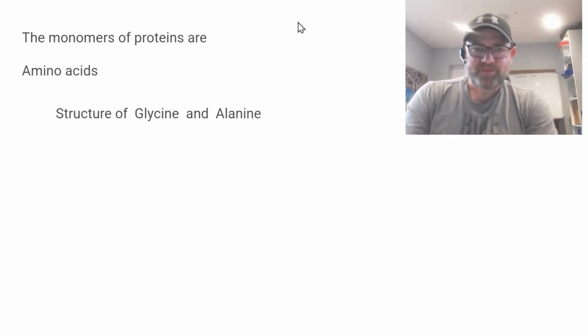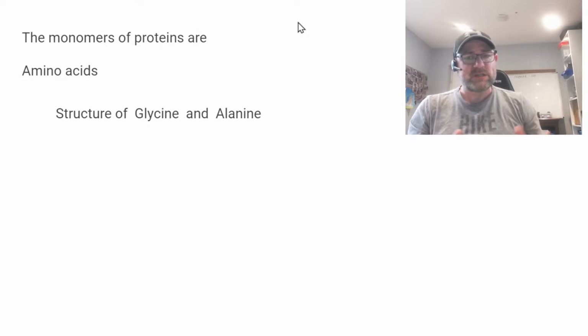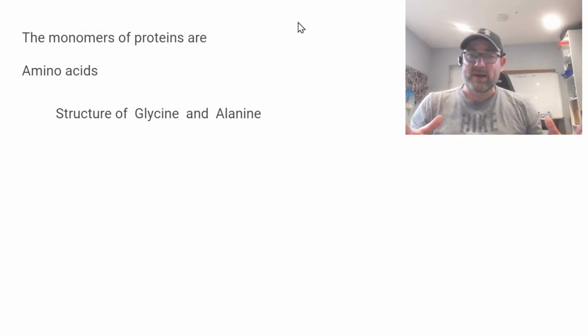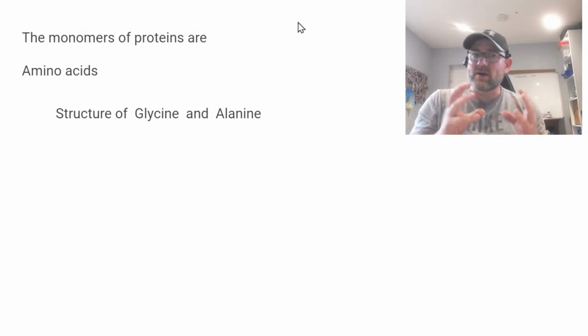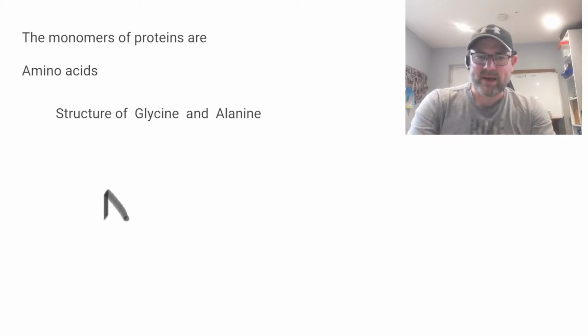So the monomers of proteins, it's only a quick lesson today, shouldn't be more than 40 minutes. The monomers of proteins are amino acids. You might remember that from GCSE. And there are different amino acids, but they have a commonality in their structure. We're going to look at that now. You might remember the structure, you may not. I'm going to draw it here.